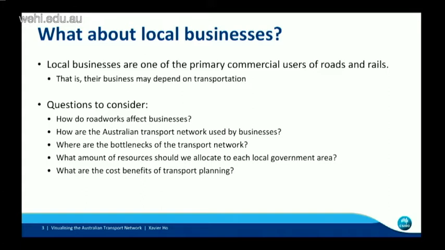in a sense that if you're selling physical goods. So the project has historically focused on the livestock at the moment, but we're looking at how do these roads affect businesses and what are the different networks and how they're used, what are the bottlenecks, what kind of resources should we allocate and to which area, and also what are the cost benefits, which are, I guess, as a policymaker, they're really interested to see where they can put their money towards. So the rest of the talk will be really focused on just the livestock and businesses from this point of view.